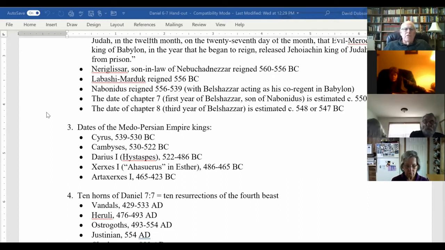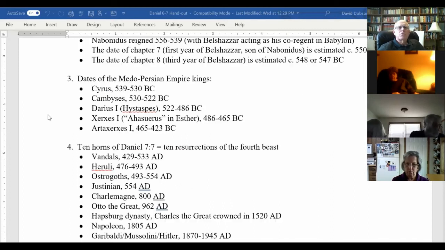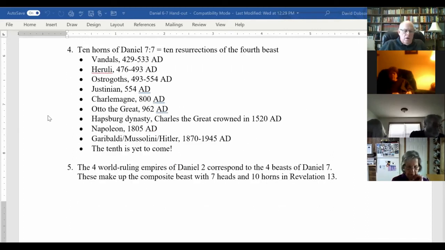Okay, chapter 7. We shift here into chapter 7, and we have a bit of a different approach. Here we have Daniel having dreams and seeing visions in the night. It's not that others have them and he then is given the interpretation, but Daniel is having dreams and visions at night, and he is writing it down.